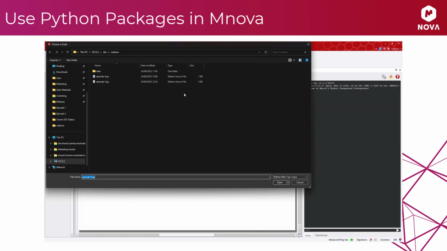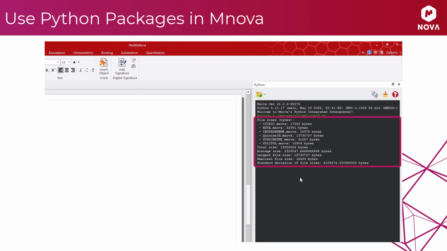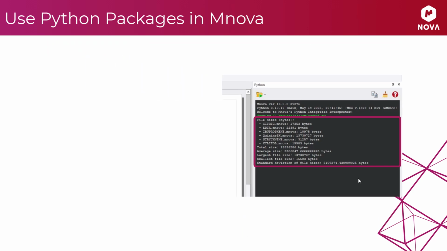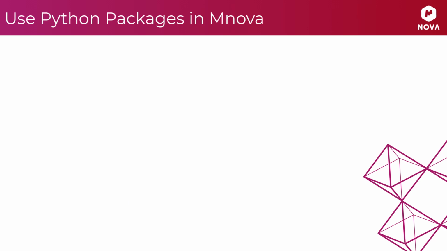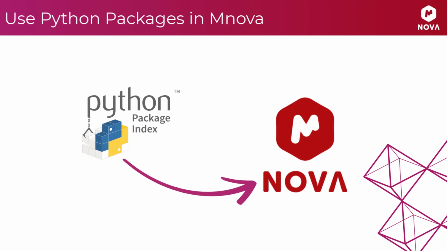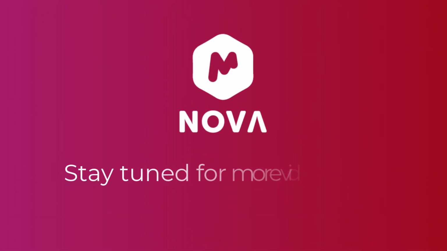This approach not only saves you time, but also demonstrates the power and flexibility you gain by tapping into Python's ecosystem. With just a few lines of code, you're now combining the power of Python's standard library with third-party packages like NumPy, all within Mnova. Feel free to experiment further. Try installing other packages from PyPI and see how they can enhance your Python scripts.